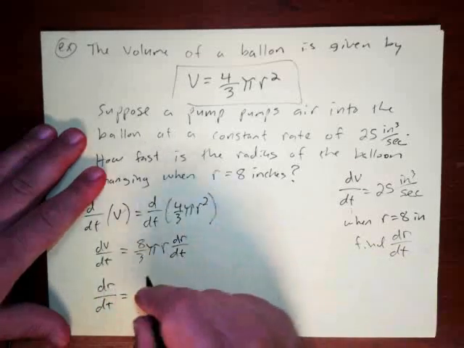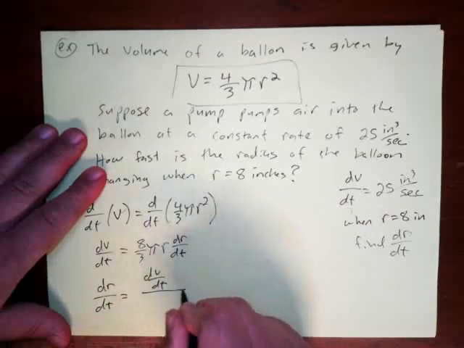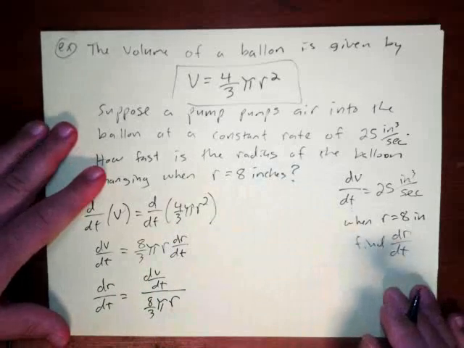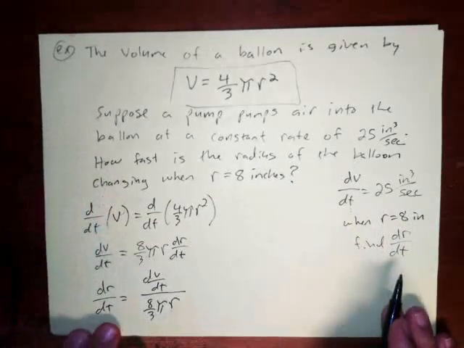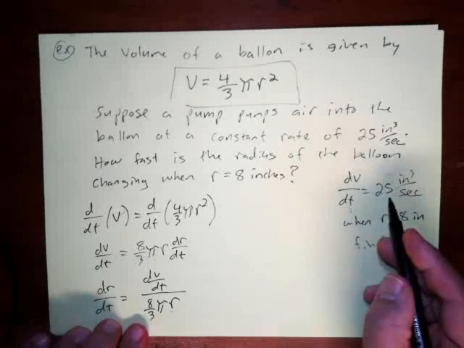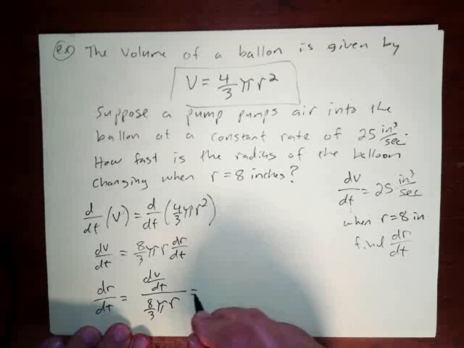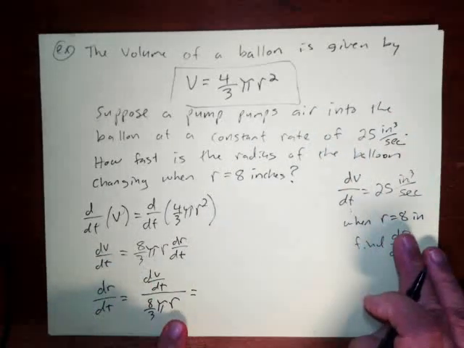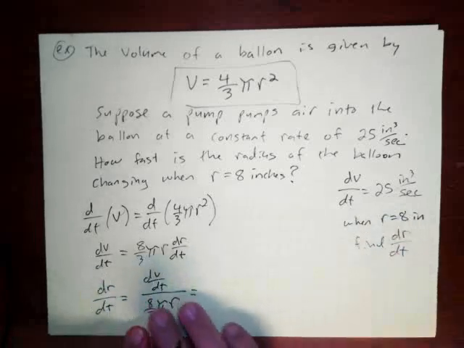And so I just move all this to the other side. So I have dV/dt divided by 8/3 pi times r. Notice, when r is 8 inches, find dr/dt. Well, I know dV/dt. They give me that in the problem. That's the rate of change of the volume of the balloon. And then I'm given that r equals 8. So I plug in dV/dt, plug in 8 for r, and then I can calculate dr/dt, okay?